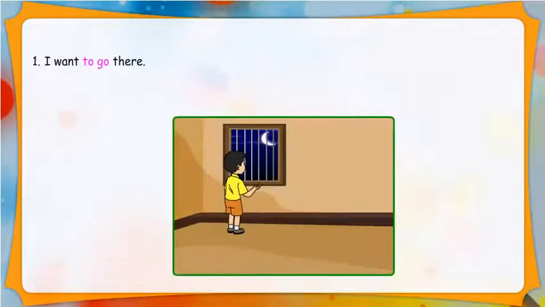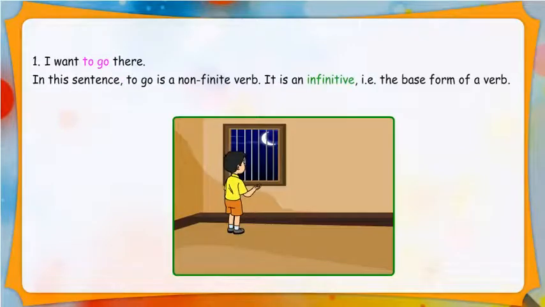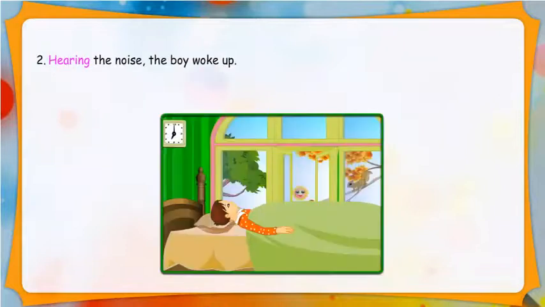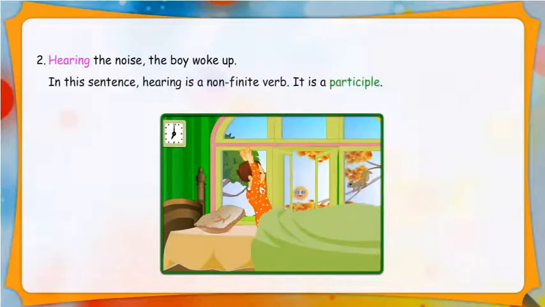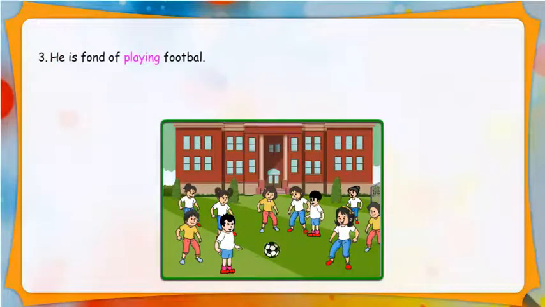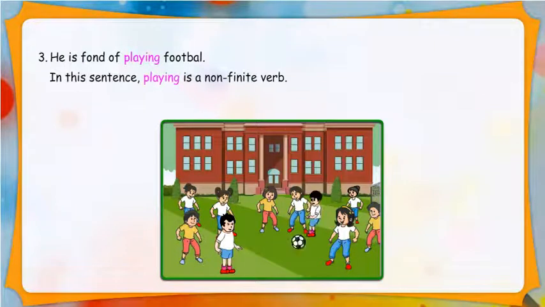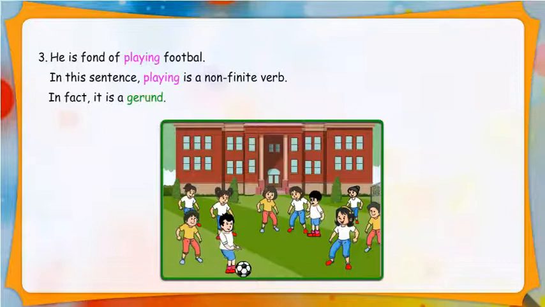I want to go there. In this sentence, to go is a non-finite verb. It is an infinitive, that is, the base form of a verb. Hearing the noise, the boy woke up. In this sentence, hearing is a non-finite verb. It is a participle. He is fond of playing football. In this sentence, playing is a non-finite verb. In fact, it is a gerund.